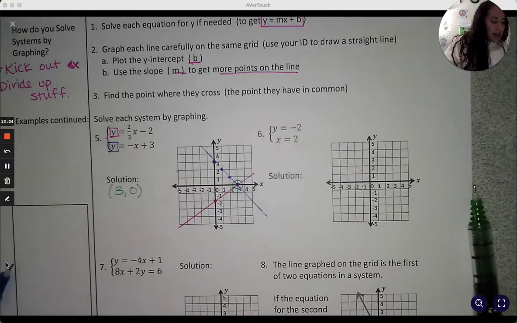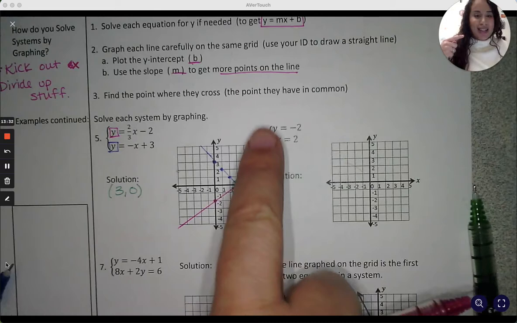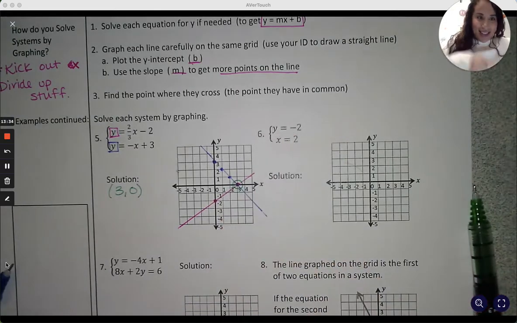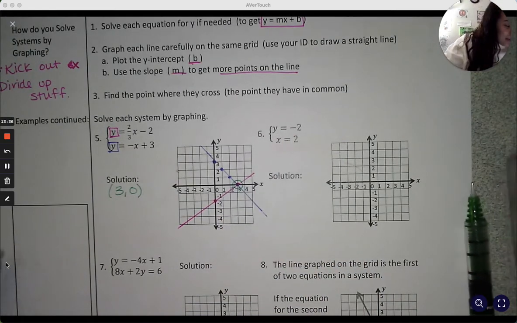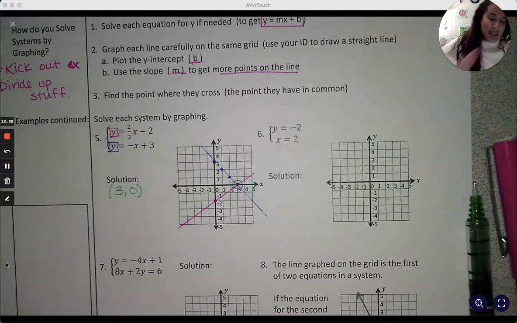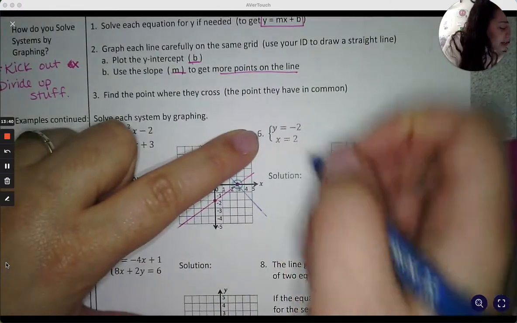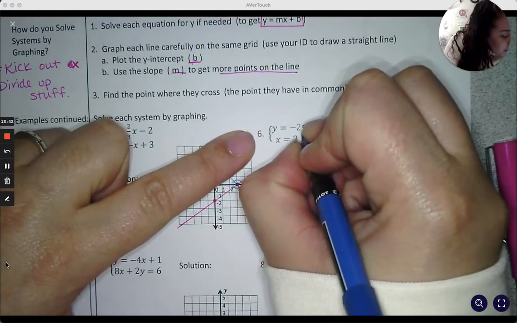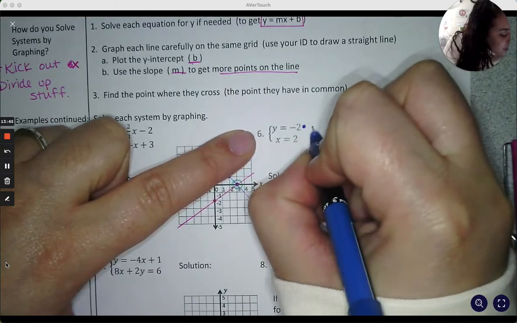Now if you watched the first videos where I asked you to do the review, if you look at slope dude, it tells you exactly what to do with these lines. So y equals a number. This right here, I'm going to do this one in blue. This is a horizontal line.